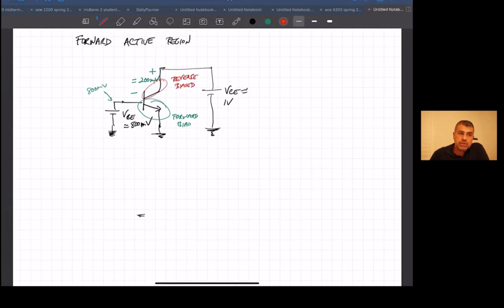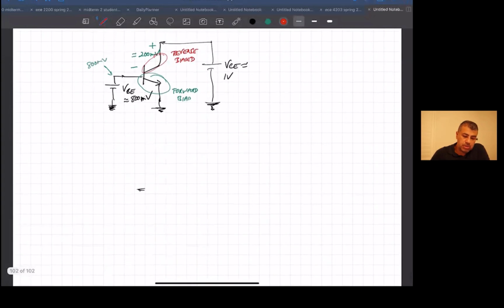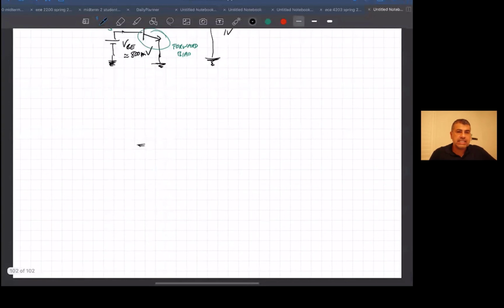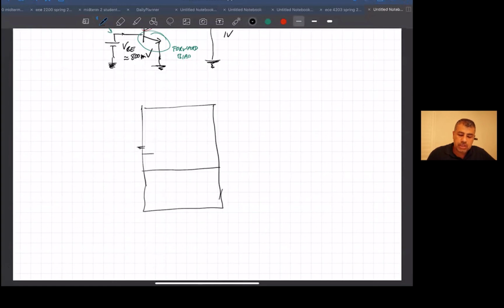So the base emitter junction is forward biased. The base collector junction is reverse biased. Okay. So let's see, what is this going to look like? So maybe I should stop. I'm just going to say this last thing and kind of stop it here because this is a good stopping point. So going to what we were talking about, the electric fields and emitters and collectors, etc.